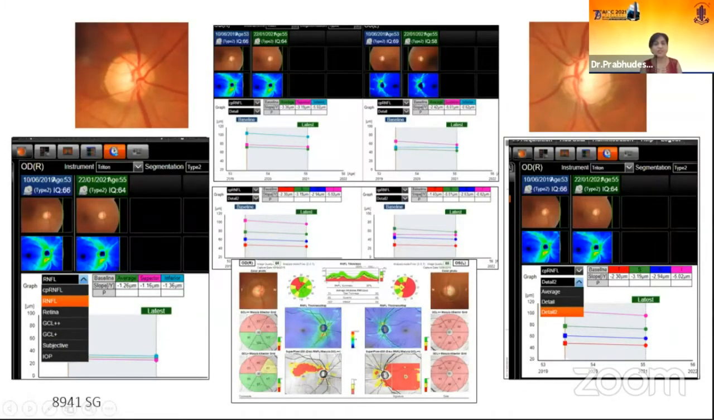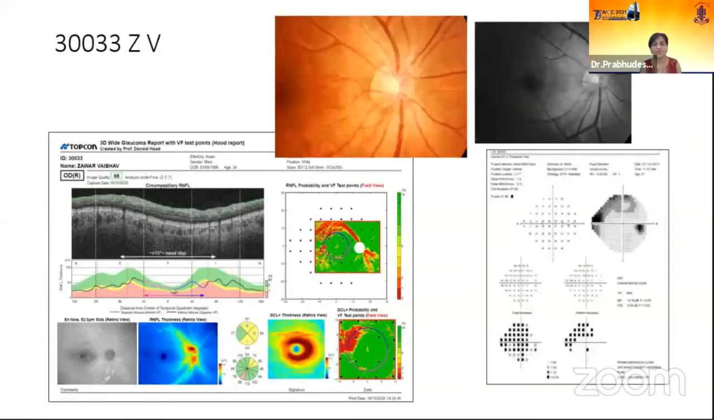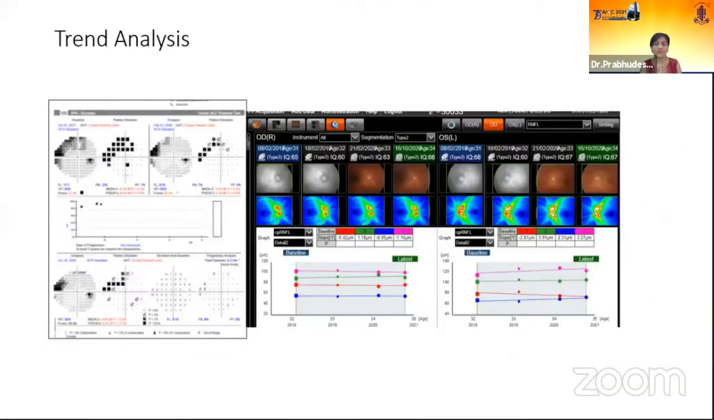So one patient, a patient who came actually for LASIK, and we saw there was a very thin RNFL defect inferior temporally in the right eye, and we did perimetry and OCT for this, and we could find that there is an RNFL thinning, and we wanted to see how it's progressing. So this is a Hood report where it corresponds with the visual field in 24-2, and this is a trend analysis, and we know that it is not progressing very rapidly, and the stability is there.